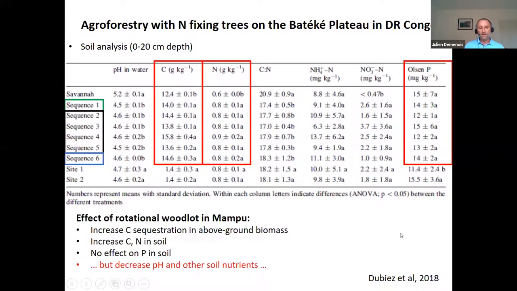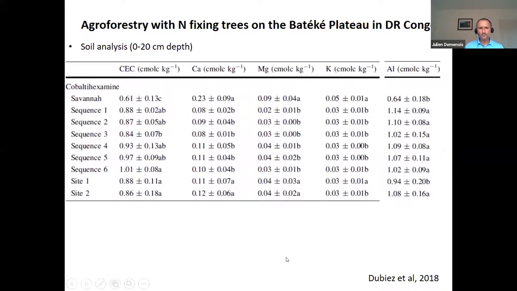So what was the effect of the rotational woodlot in Mampu? An increase in carbon sequestration in the above-ground biomass, an increase in the carbon and nitrogen content in soil, no effect on phosphorus in soil, but no depletion. It's important to notice this. But we have several negative impacts, a decrease in the pH, as you can see here, and also a decrease in other soil nutrients, which is my next slide.